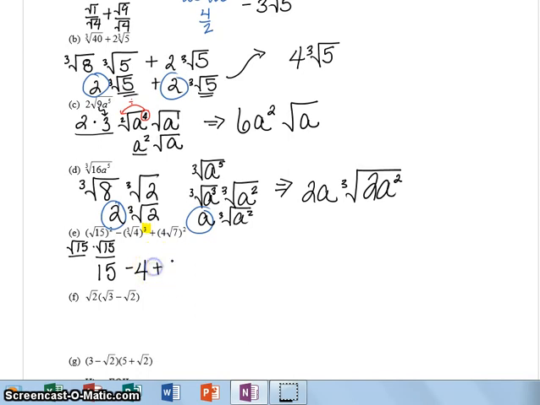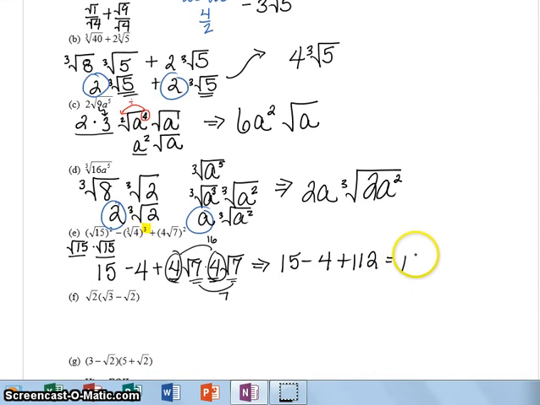Okay, plus, and then I have 4 radical 7 times 4 radical 7. 4 times 4 is 16, so that gives me 16, right there. And then radical 7 times radical 7 gives me a 7, so I have to do 16 times 7, and 16 times 7 is 112. So I have 15 minus 4 plus 112. If I use my calculator, that's 123.